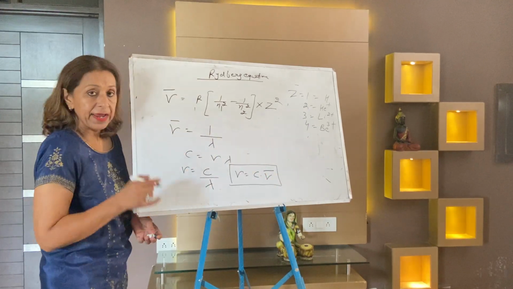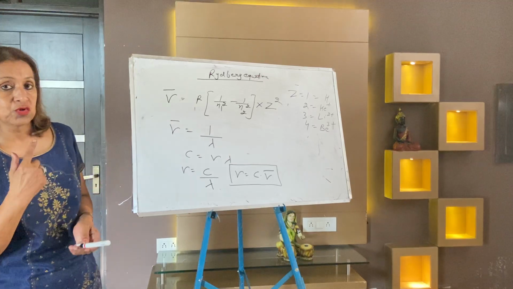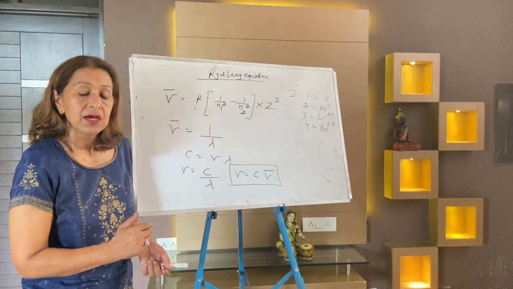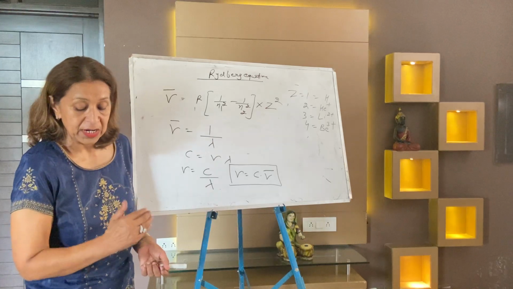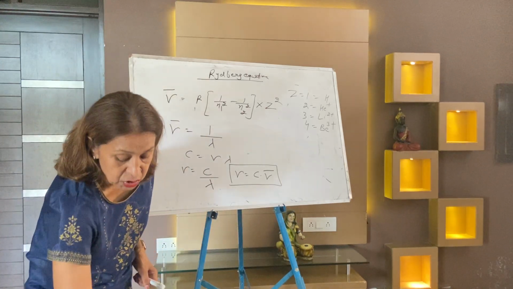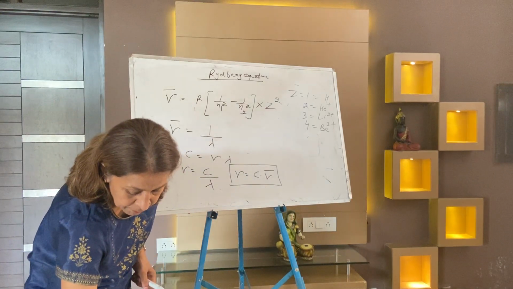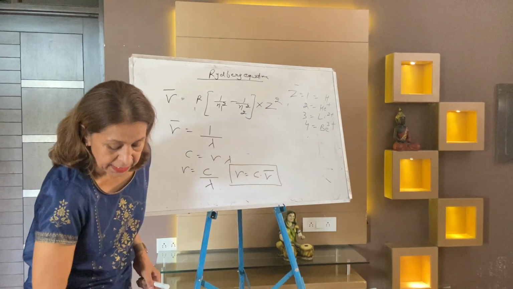So again, write the question and also the answer. The question was: calculate the frequency of the last line of the Lyman series. The answer is 3.29 into 10 raised to power 15 per second.